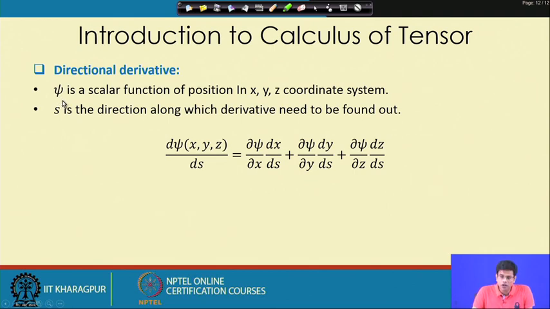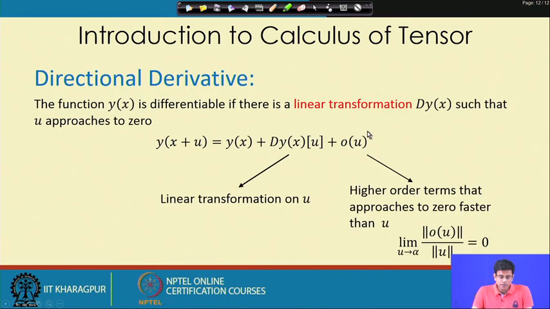Before going to the tensor directional derivative, let us understand the case of a scalar. So, phi is a scalar function of x, y, z, and s is a direction along which the derivative needs to be found. This can also be done, right, which is simply ∂φ/∂x times ∂x/∂s, and so on. This is the parameterization of a curve, if we remember. Any function which is x, y, z dependent can be differentiated in this form, right. I think all of you know this.